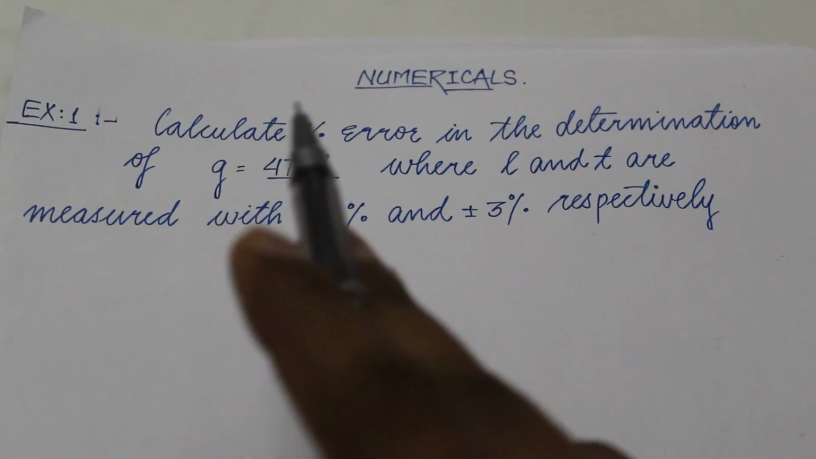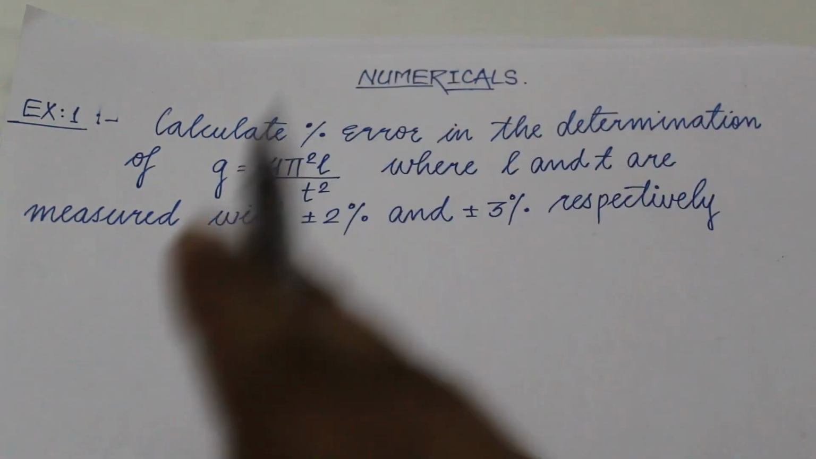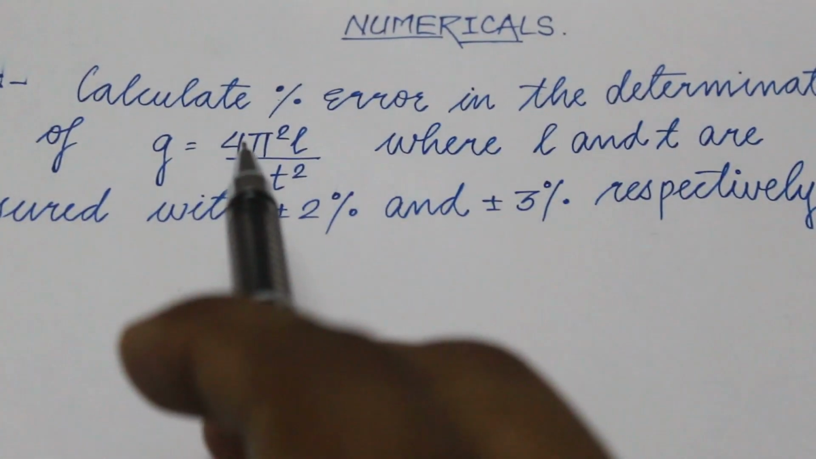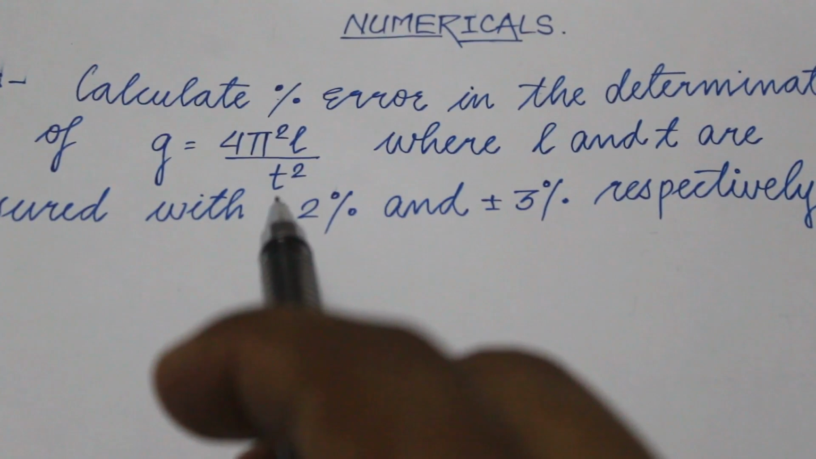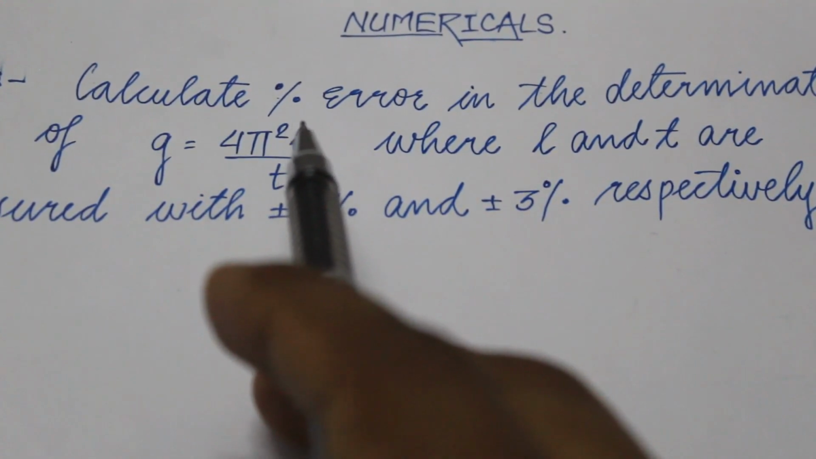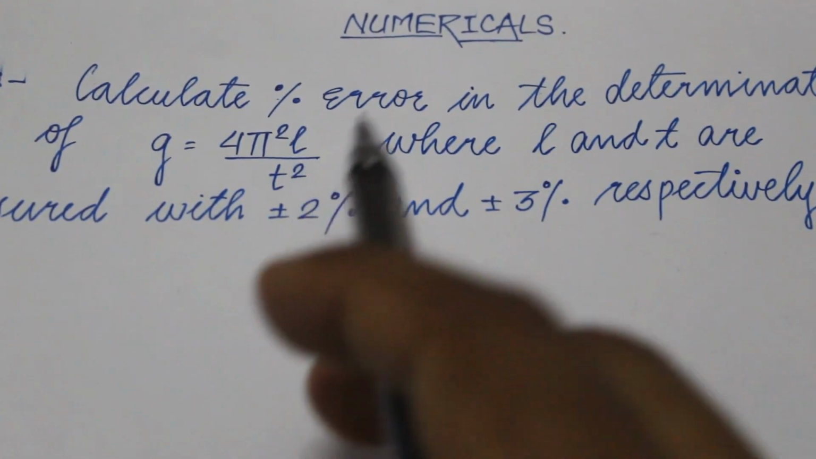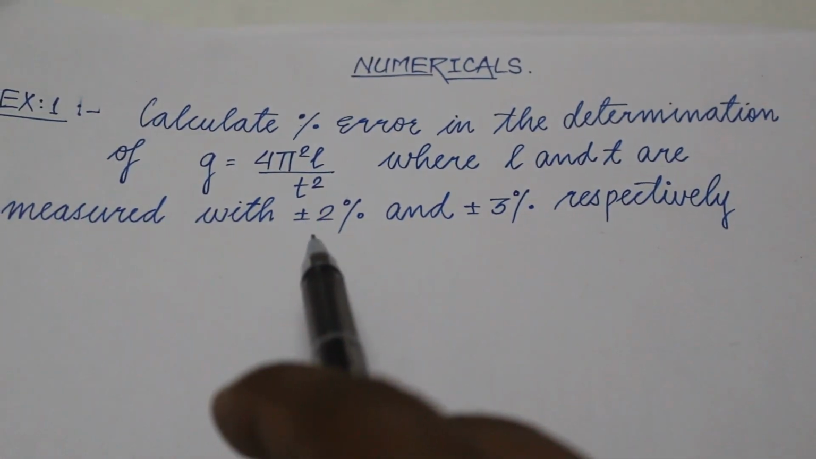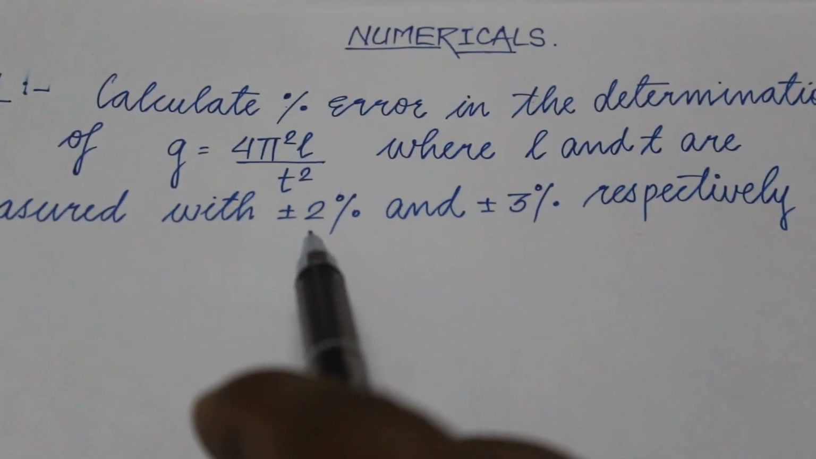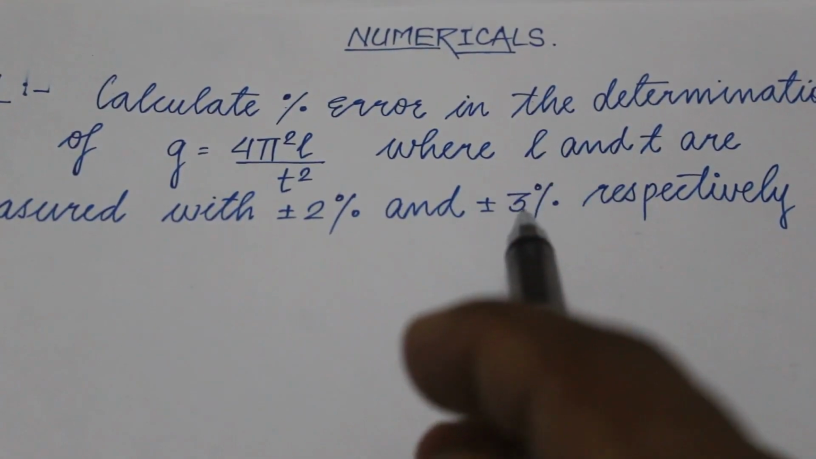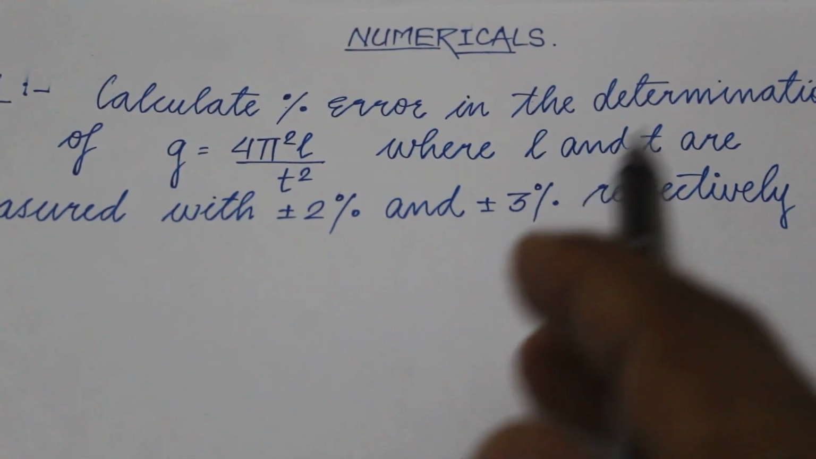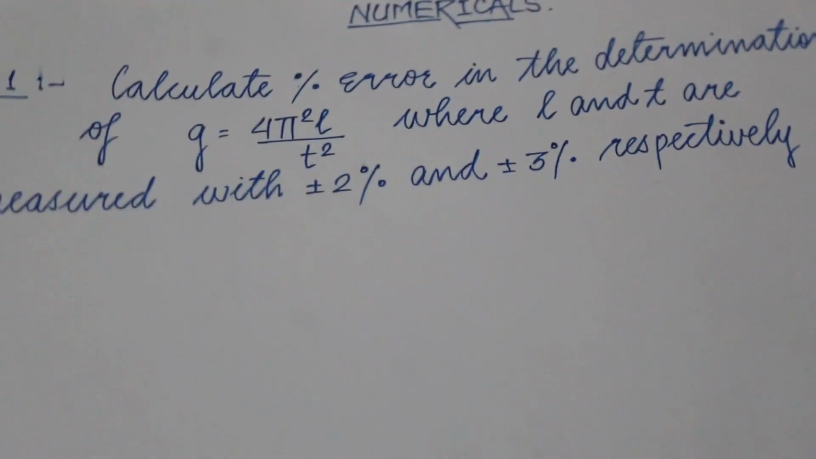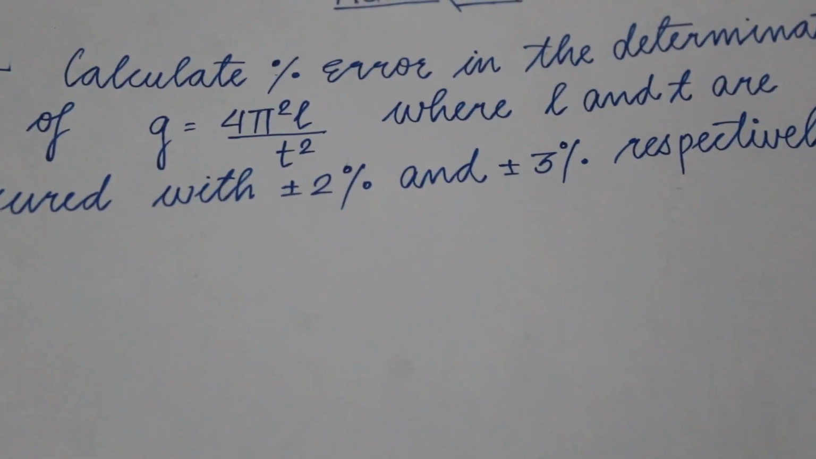The first numerical says: calculate the percentage error in the determination of g, where g is the acceleration due to gravity, which is given by 4 pi square L upon T square, where L is the length and T is the time. The percentage errors in L and T are given by plus minus 2% and plus minus 3% respectively. Now how to find out? We need to find out the error in g, that is acceleration due to gravity.